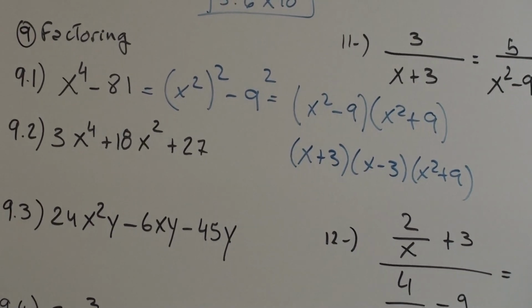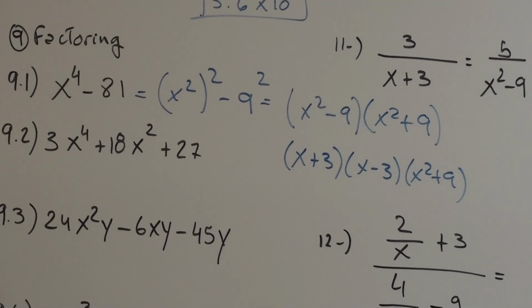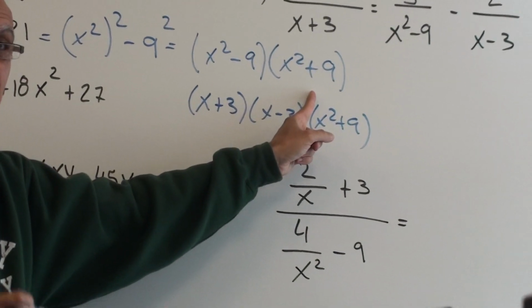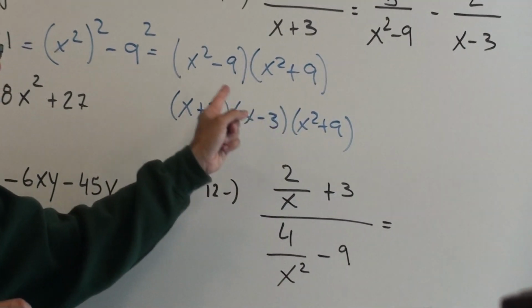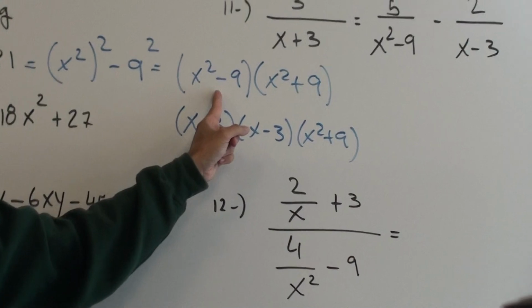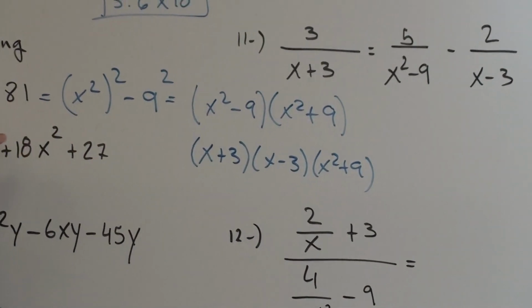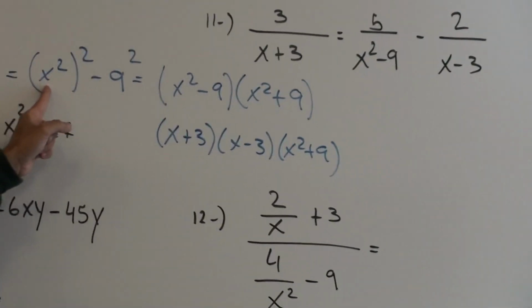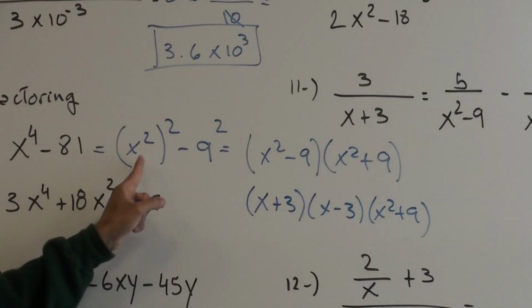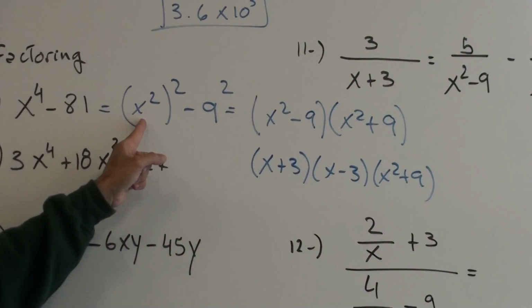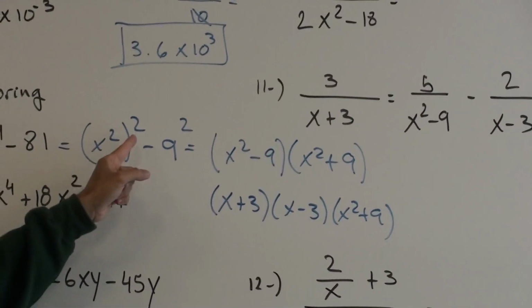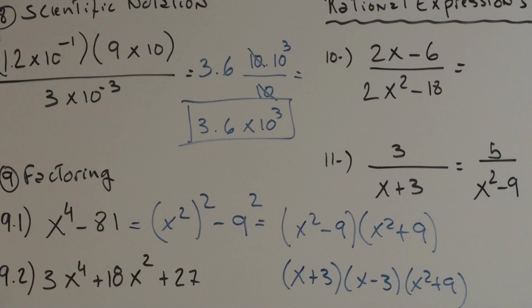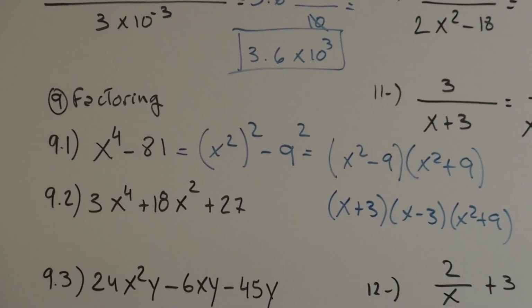So, things to remember. The sum of squares is not factorable. The difference of squares is factorable. Every time you see x to the 4th, you have to remember, oh, I can always convert that into the square of another square. X squared is the square. X to the 4th is the square of x squared. So this way you can work with it.